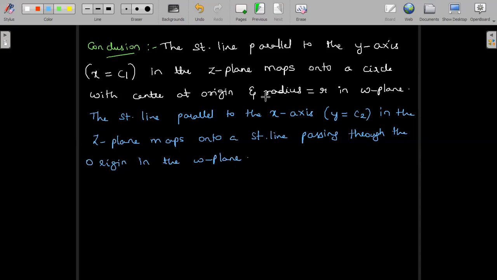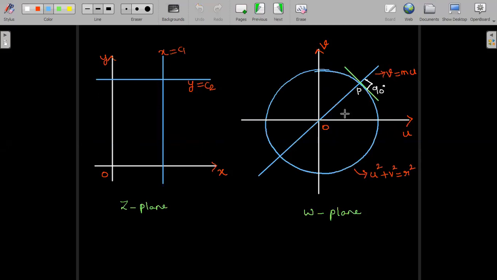So if you are just asked to discuss the transformation W is equal to E power Z, this much until the conclusion should be enough. Of course, drawing the mapping Z plane to W plane, you have to draw. Figures are compulsory to draw.